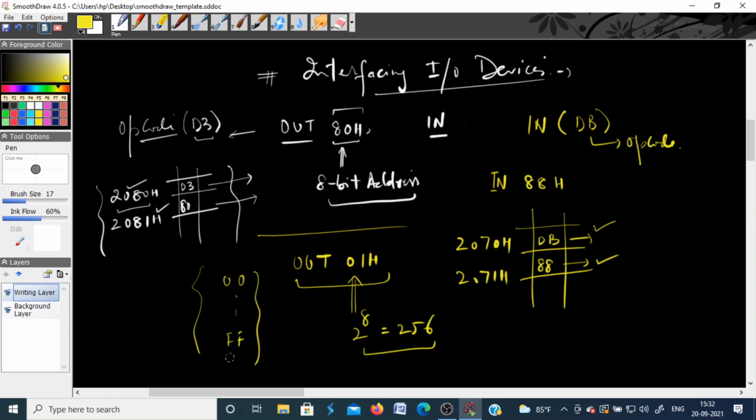How a particular device is assigned a port address will come in the next part. That depends again upon the external logic circuit which is available to you. By using some external hardware logic, you can assign any address to any particular port. But before that, let us see how these OUT and IN instructions are executed, or in fact discuss the timing diagrams, which will give you a more clear picture.